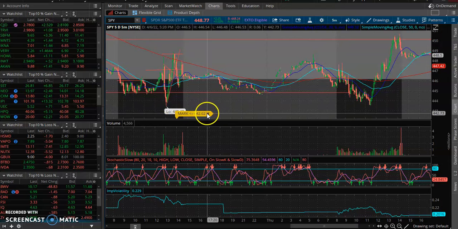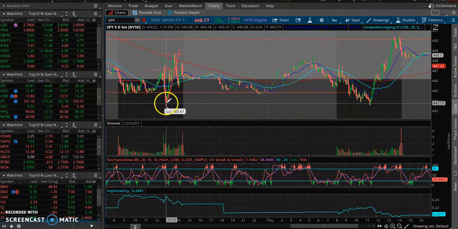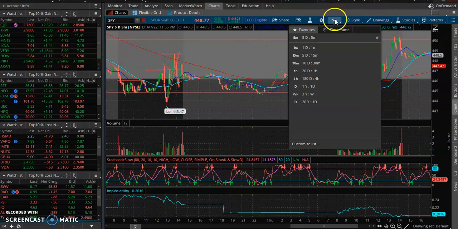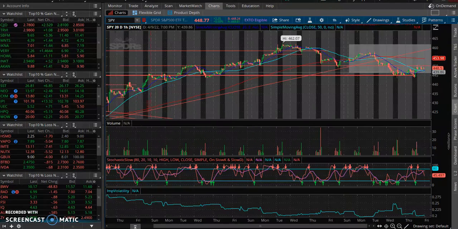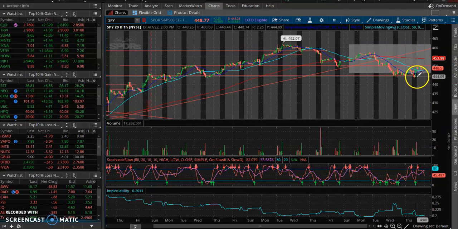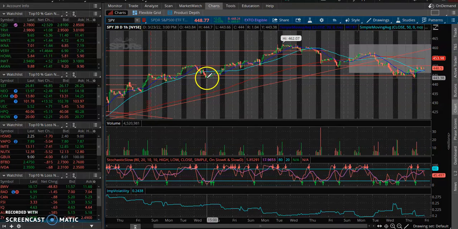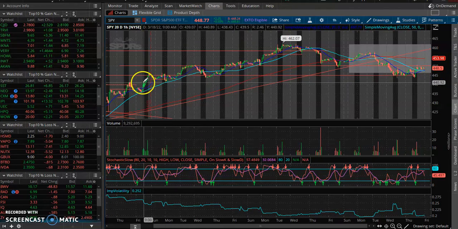And then also, look at this low. Let's go back as far as we can and see where these lows are. Look at this. 443, 443, 443, 443. We see this as huge support.